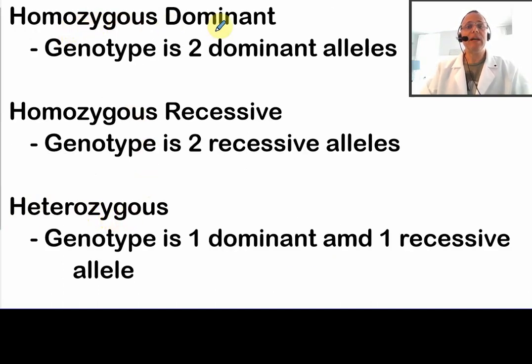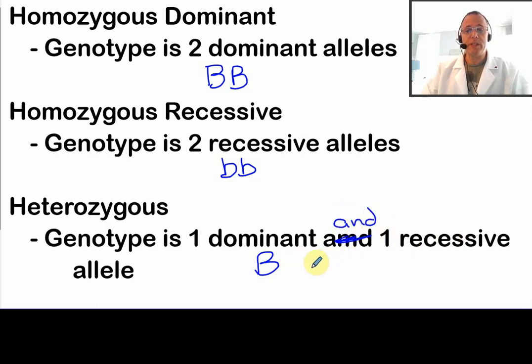Right? Homozygous dominant. The genotype is two dominant alleles. So with the example that we've been using, it's big B, big B. Homozygous recessive. The genotype is two recessive alleles. So that would be little b, little b. And heterozygous. The genotype is one dominant, so that's a big B, and one recessive, a little b.